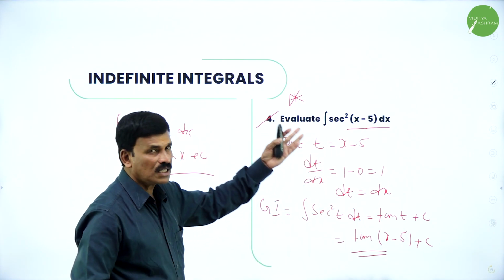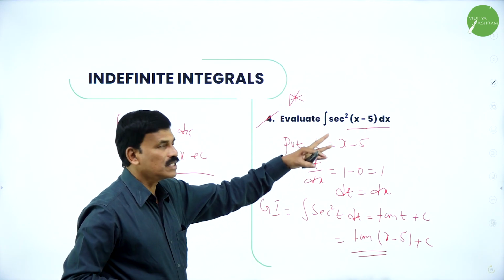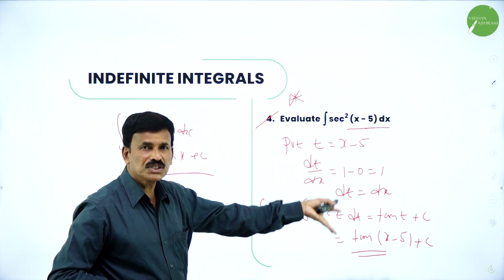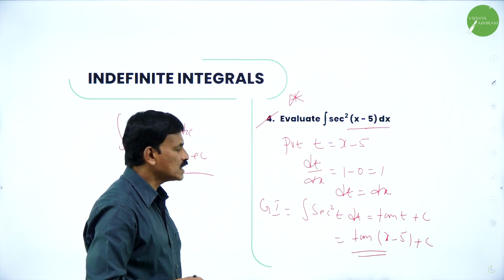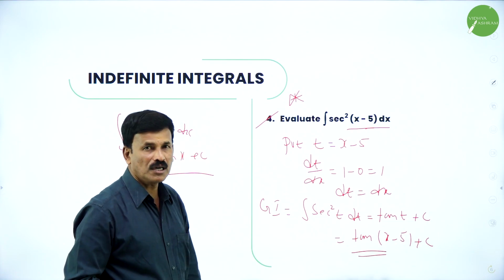So if you want, you can straight away do integral of secant square is tan. So tan x minus 5 divided by a, where a is the coefficient of x, which is 1. So tan x minus 5 plus c is the integrated answer. Now move on to the next problem.